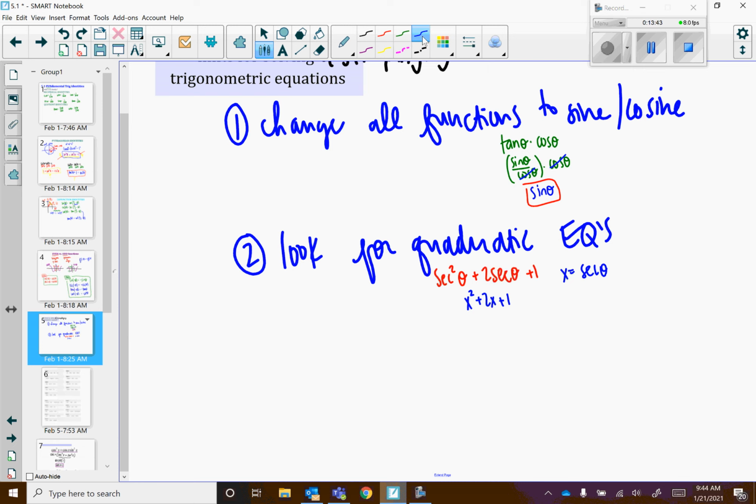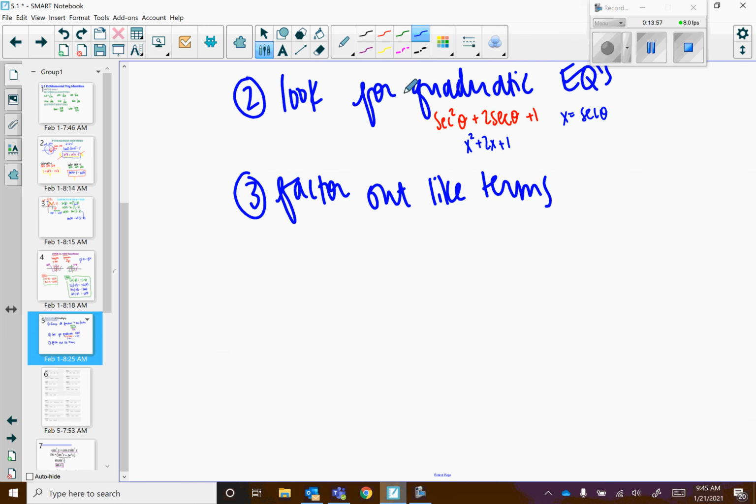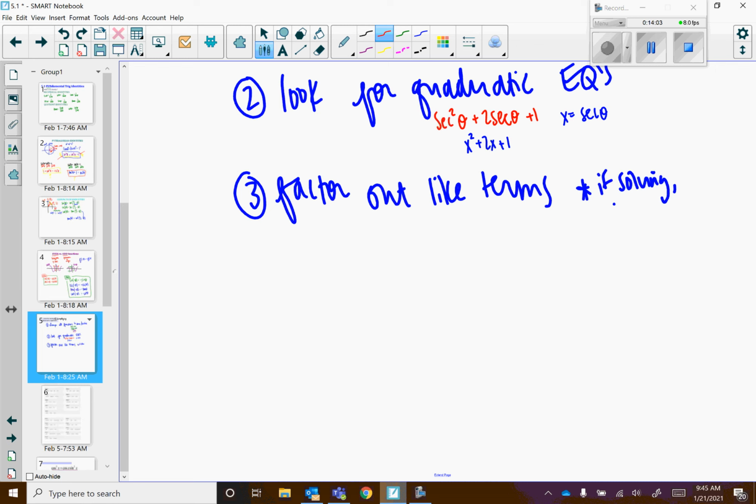Another tip for you is to factor out like terms. But if we are solving, we don't actually want to cancel. So I'm going to make a small note: if solving, don't cancel. And I will bring that up when we do an example like it in class.